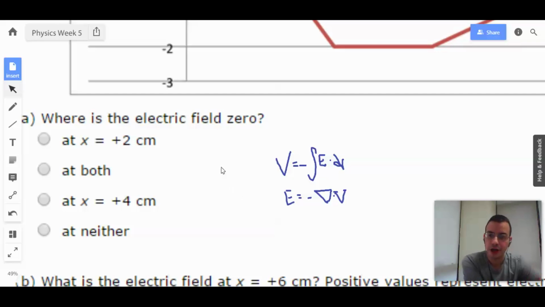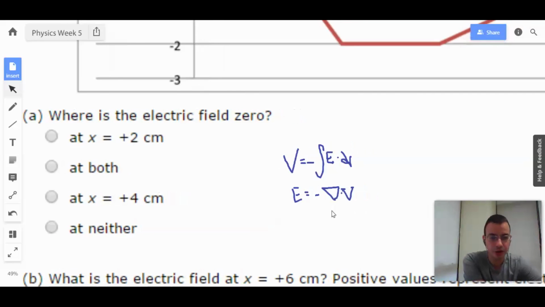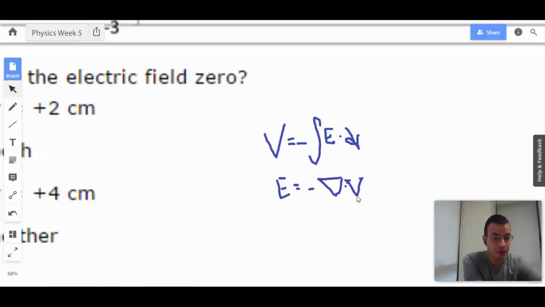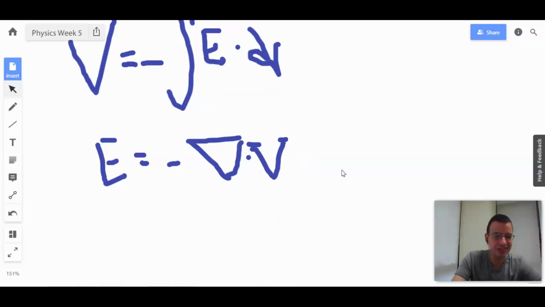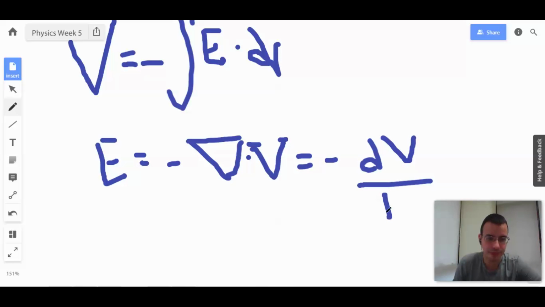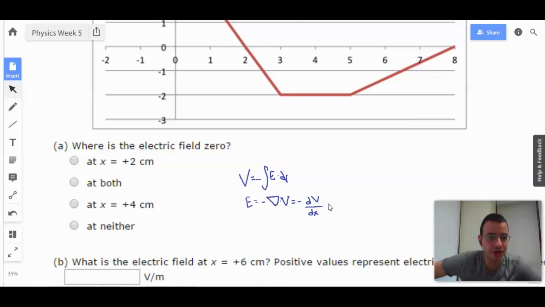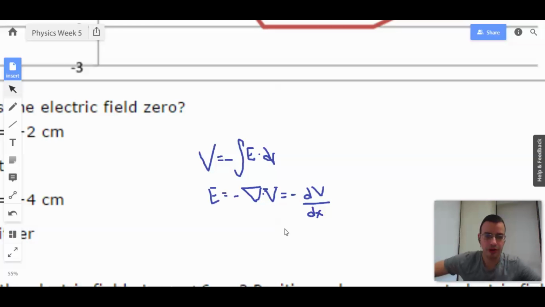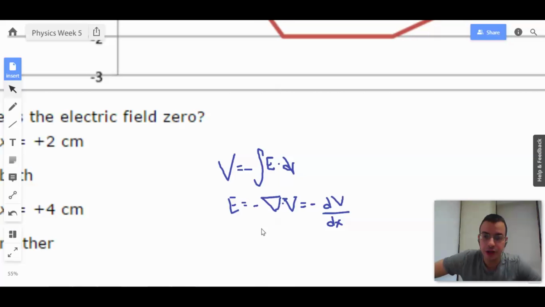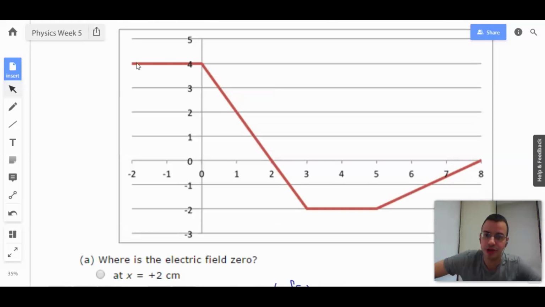So it asks us where is the electric field 0? So where does the derivative of voltage equal 0? Since this is just a graph, I'm going to do negative dV/dx. Since we're just doing it in the x direction, I don't have to pretend it's more universal than it is. It's just dx. So where is the derivative of voltage with respect to x equal to 0? When the derivative equals 0, slope equals 0.